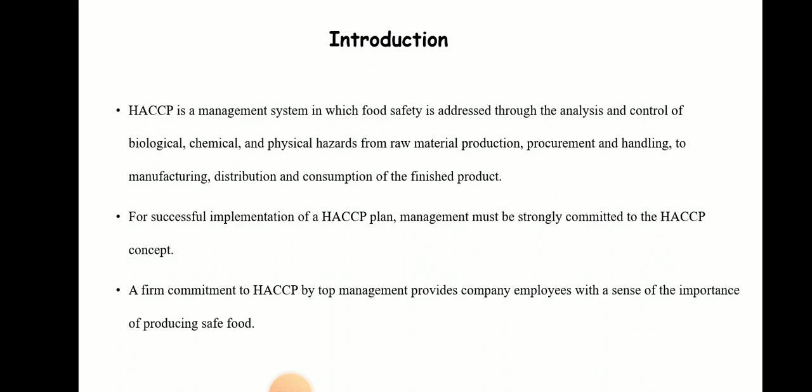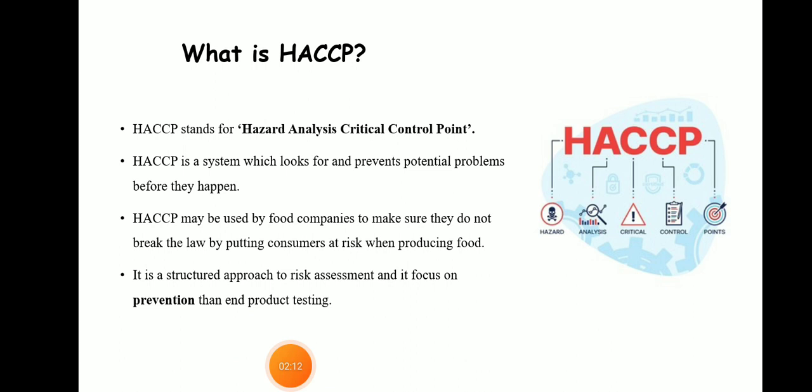HACCP is a tool which identifies the various hazards in a food processing condition, and it can be applied throughout the food chain from primary product to final consumption. So what exactly is HACCP? HACCP stands for Hazard Analysis Critical Control Point, and it is a system which looks for and prevents potential problems before they happen. That is why I said it is a preventive tool rather than focusing on end product testing.